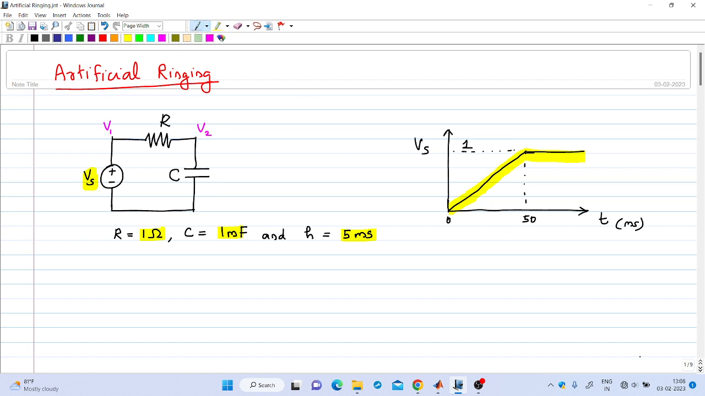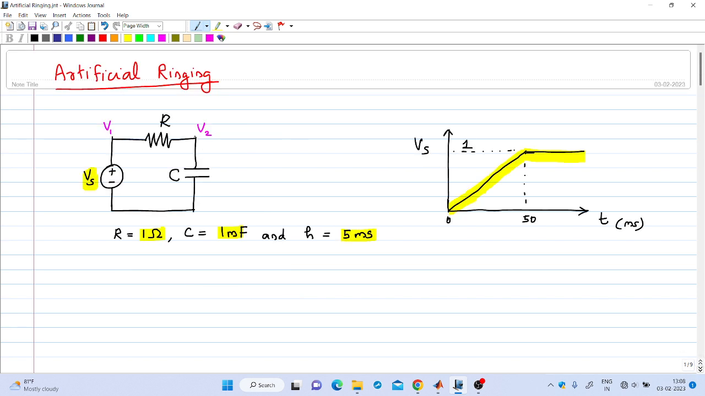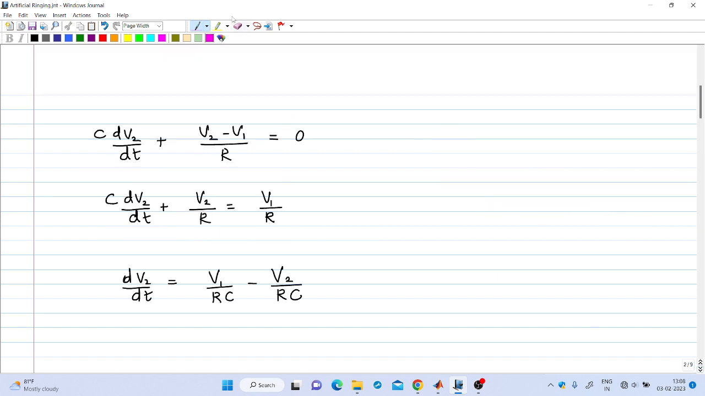So let us write the differential equations governing the circuit. At this node, node 2, you can write KCL. The current through this capacitance will be C into dV2 by dt, and the current through this resistance going out from node 2 is (V2 minus V1) by R. So the sum of these two currents will be equal to 0, and that is written here. That is this equation: C into dV2 by dt plus (V2 minus V1) by R equal to 0.